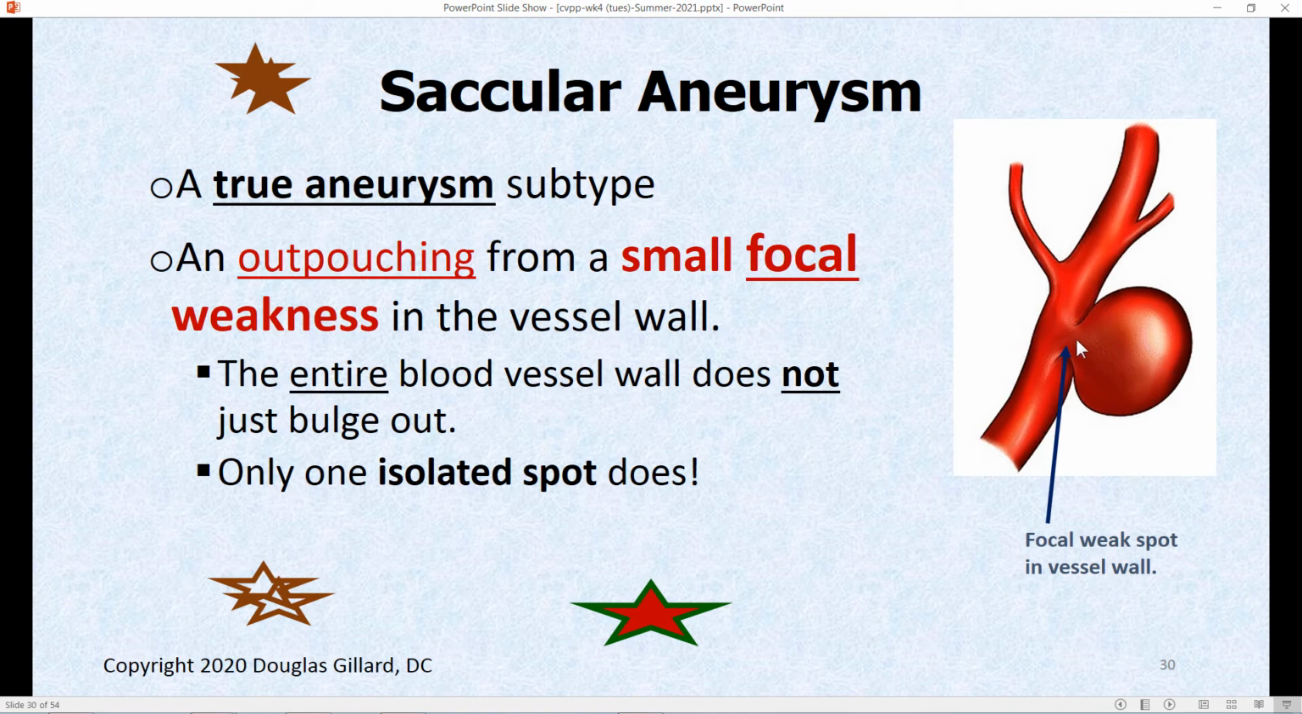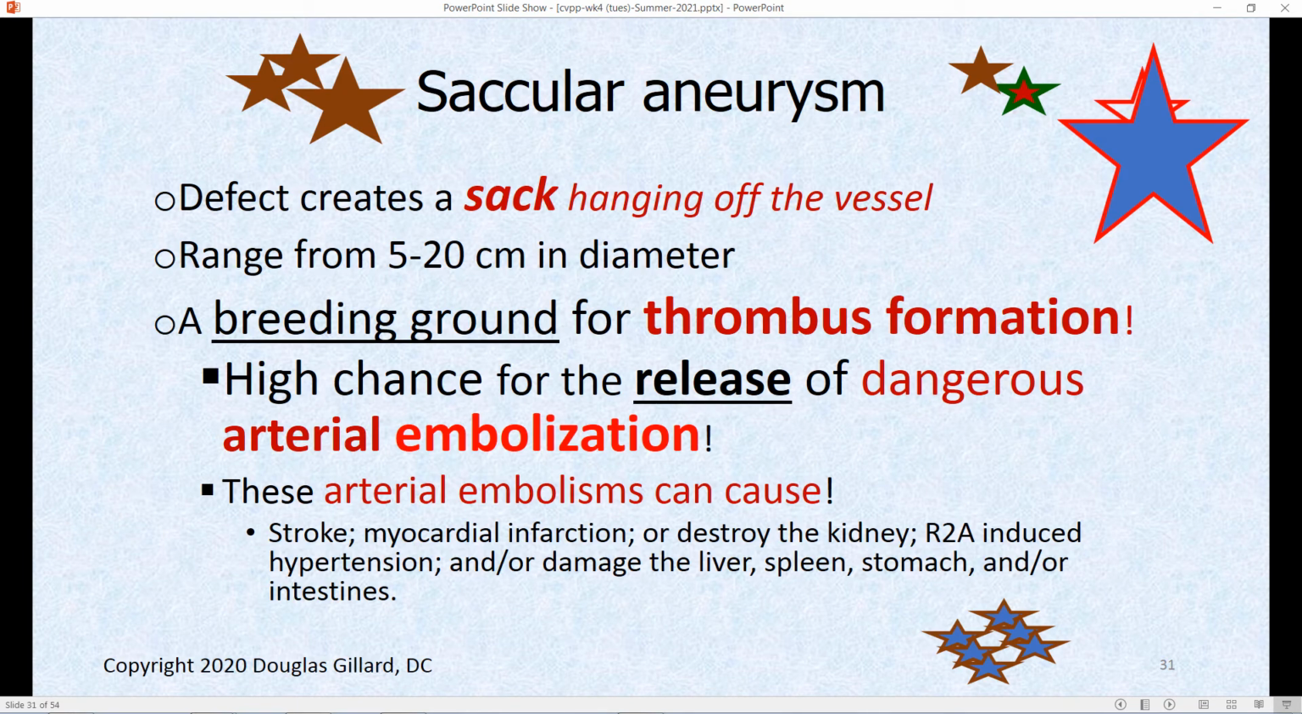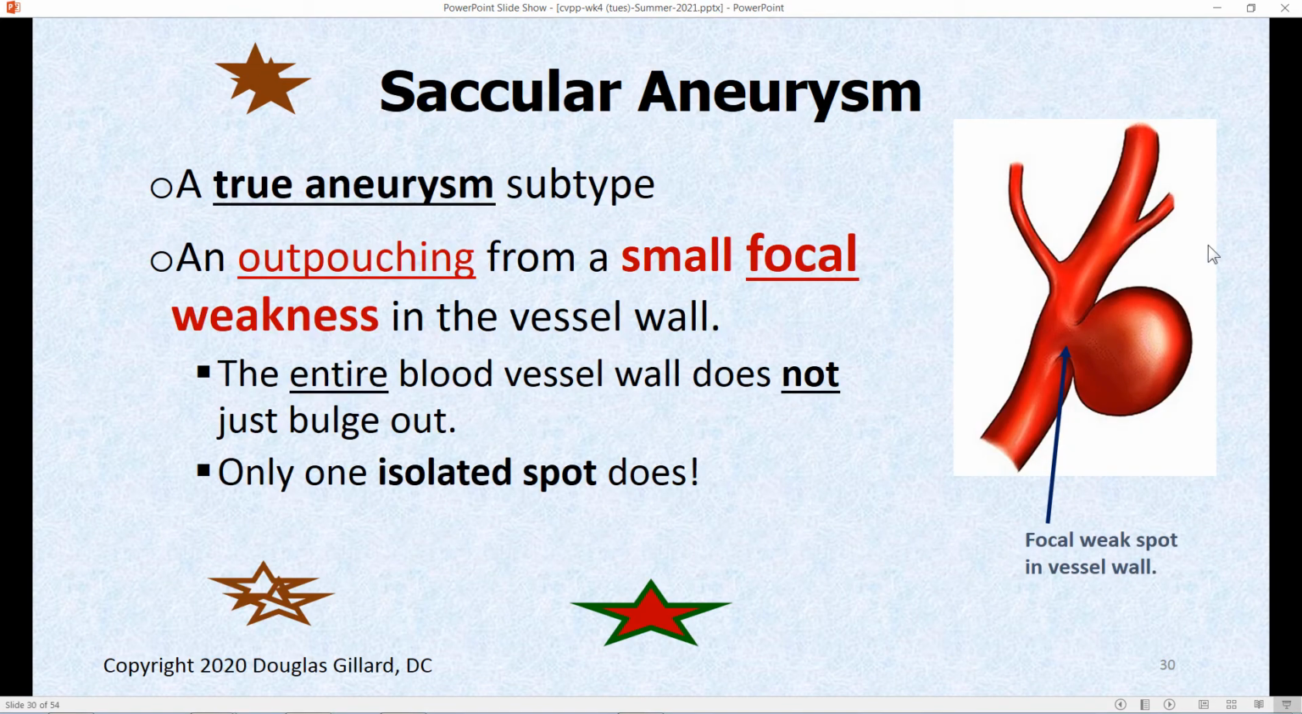But the key is, in a saccular aneurysm, all of the tunics are still intact. There's no rip here, just a weakening and a focal, isolated, one-spot weakness, probably from an old infection that occurred right here and weakened the area. Okay, so that's a saccular aneurysm. They can get really big, 5 to 20 centimeters.